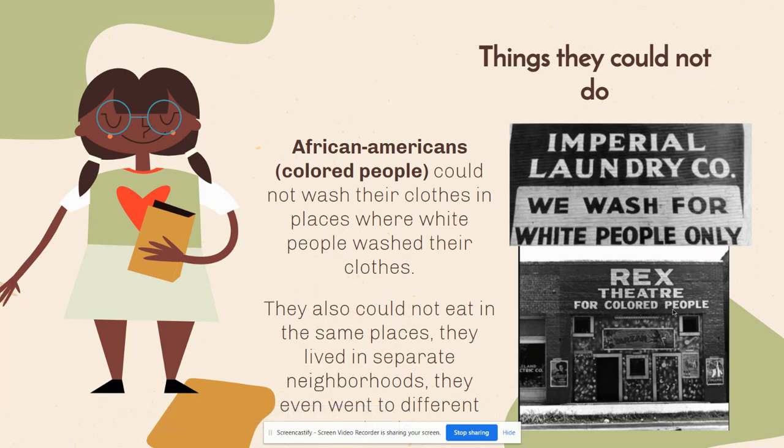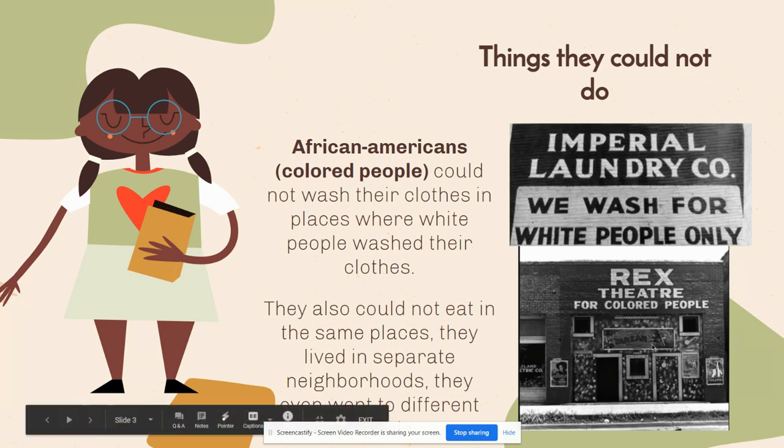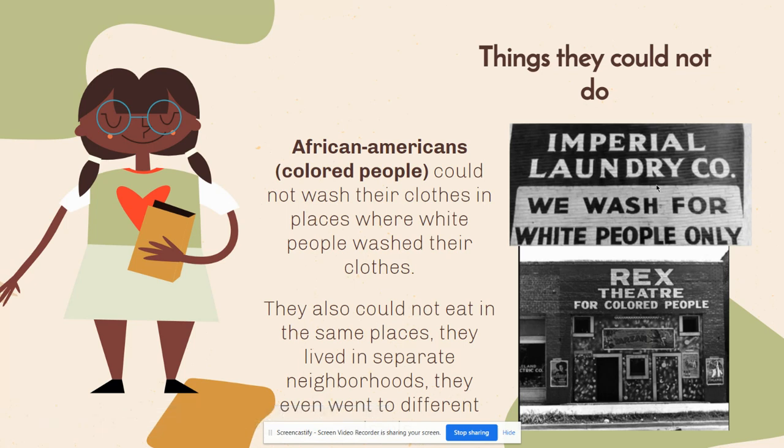So that means that let's take, for example, this theater, right? So this theater, only colored people could go in. White people were not allowed to go in. And then in the laundries, in the laundry room, in this case, only white people were allowed to wash their clothes here. Colored people were not allowed to do that. So the thing is that African Americans and white people, they had their own separate places, their own separate buildings.